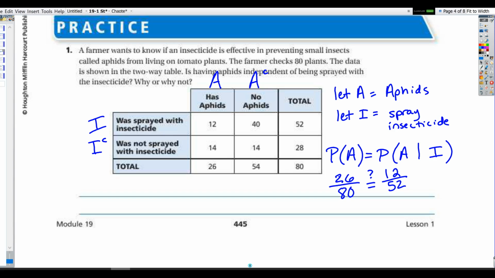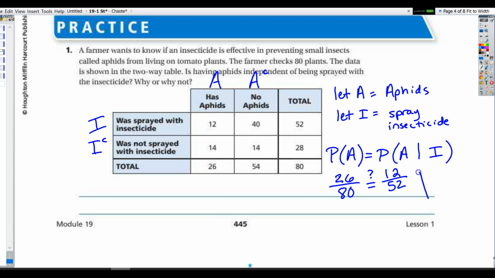Okay, now, let me remind you of something. Well, first, let me give you a second to pause. Do you understand the probability for aphids? Yes. It's just those that have aphids, period, out of the total. Here you're looking at a given condition, that they were sprayed. So you're only focusing on those that were sprayed, the 52. And then you're looking, out of those 52, how many had aphids?